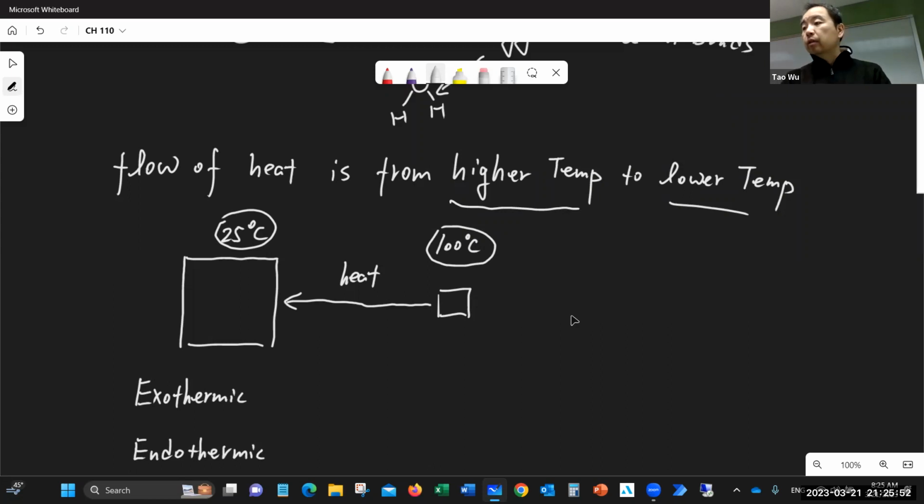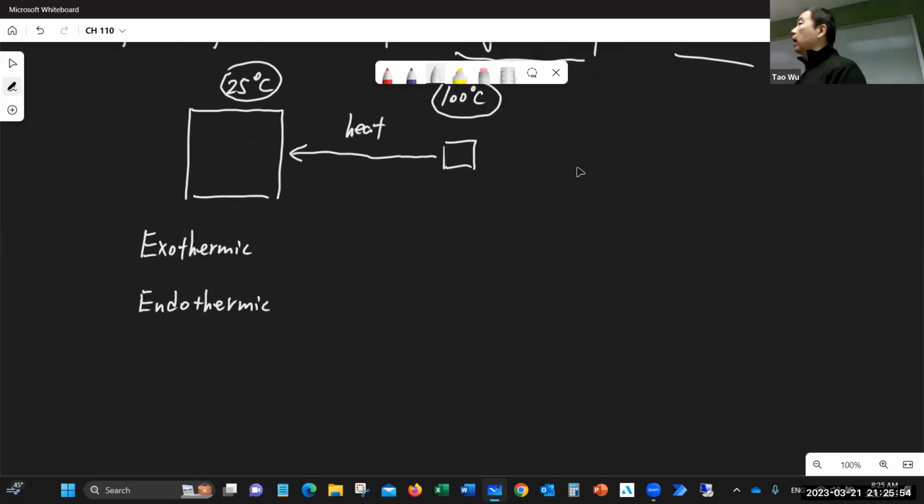Now the exothermic and endothermic is all talking about the system. The exothermic and endothermic, you can write as a process or as a reaction. Some reactions are exothermic, some processes are exothermic. Endothermic can also be written for processes or reactions.